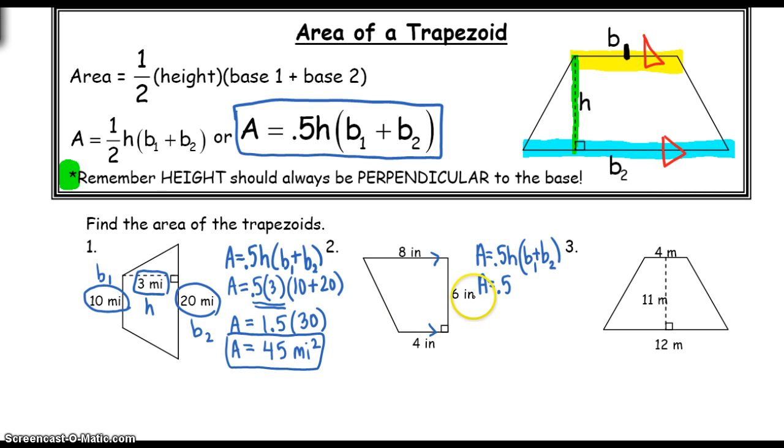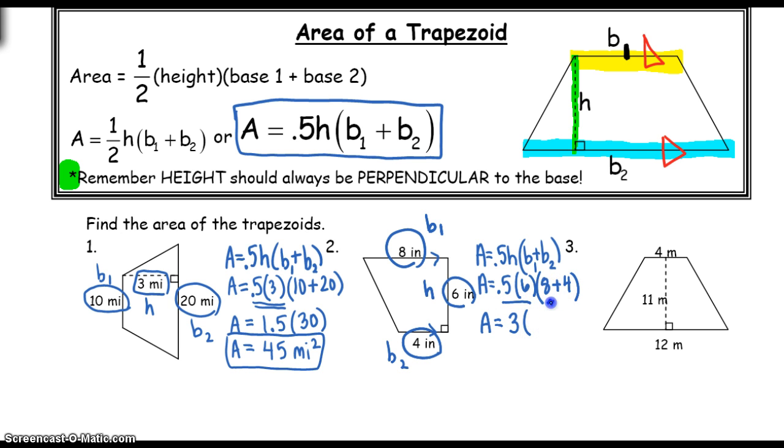All right, so now let's go ahead and label. So this here must be my height. And then I'll call this base 1, and I'll call this base 2. So 0.5 times the height, which is 6, and then parenthesis, base 1 is 8, and base 2 is 4. Now let's think about what I said in the last problem. I said I like to multiply these two numbers in front together first, if I can, and 0.5 times 6 is going to give me 3.